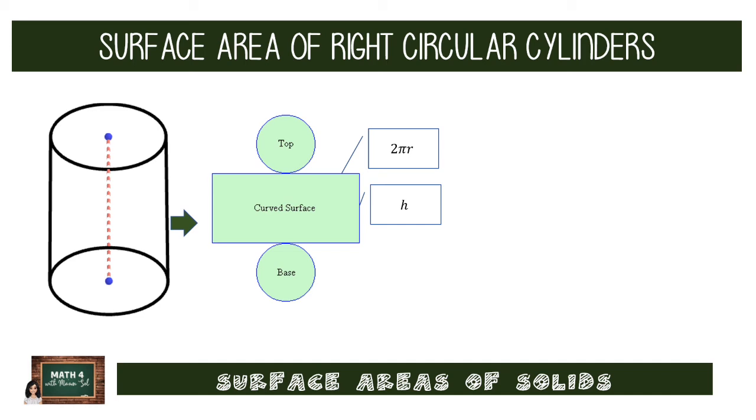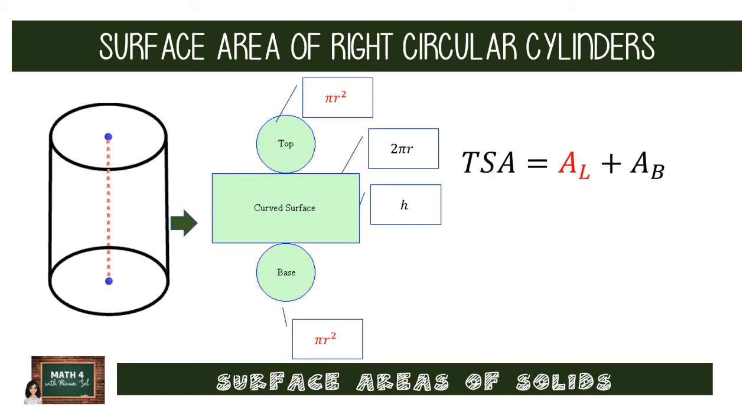Next, we have to find the area of the bases. Since the bases are two congruent and parallel circles, the area is equal to pi r squared times 2. Thus, the total surface area is equal to the lateral area 2 pi r h plus the area of the bases 2 pi r squared.